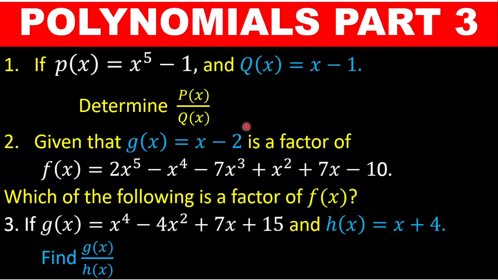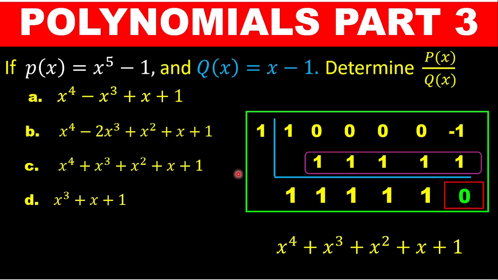Now we have these beautiful questions that we want to deal with. We want to make it very easy for all of us to understand. So if p of x is equal to x to the power 5 minus 1 and k of x is equal to 1 minus x, determine p of x over k of x. We will treat this, and these are very exciting, so if you are ready, let's go.